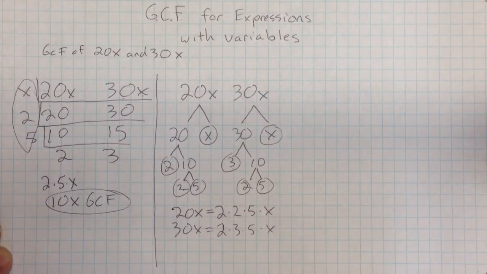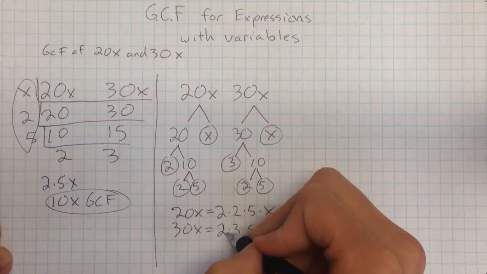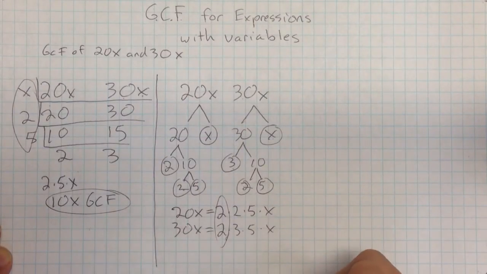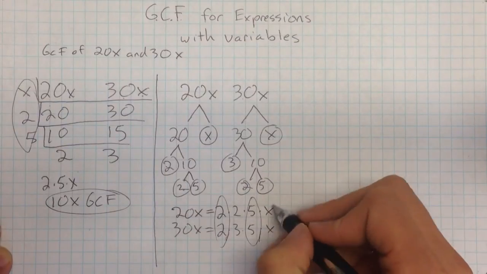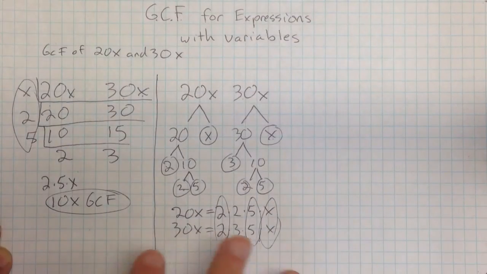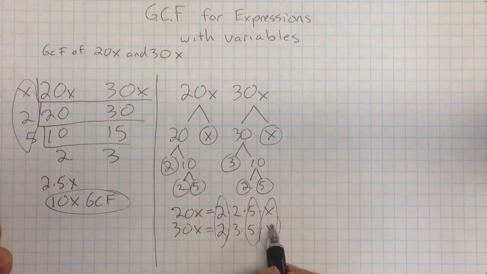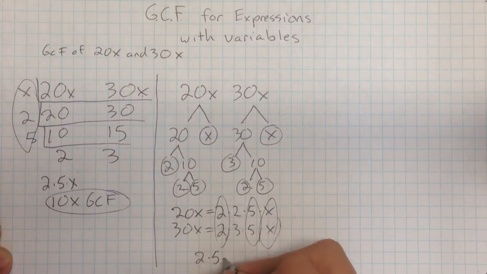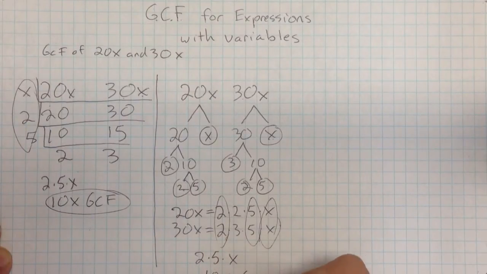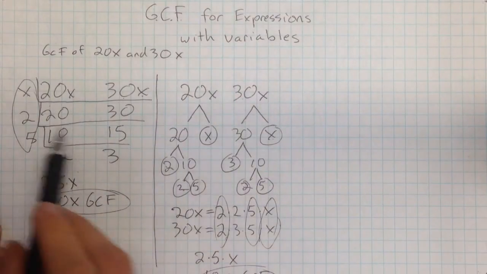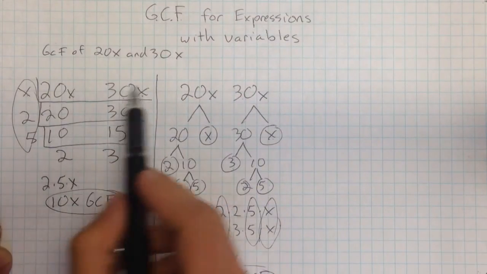And then I just look for what they have in common. Okay, and I'm going to put a loop around those. So I have a loop around the 2's there, a loop around the 5's there, and a loop around the x's there. Again, if this is feeling a little confusing to you, watch the past video about prime factorization. But now we've got 3 loops or 3 circles. And so we're going to multiply 3 things together. So 2 times 5 times x, which is going to give us 10x as our GCF again. Okay, so we can see both of these methods would work when we have a variable.